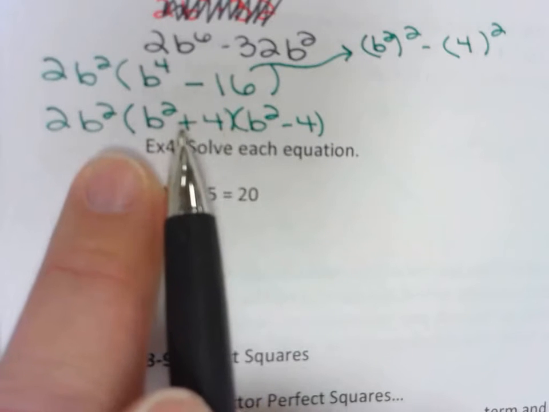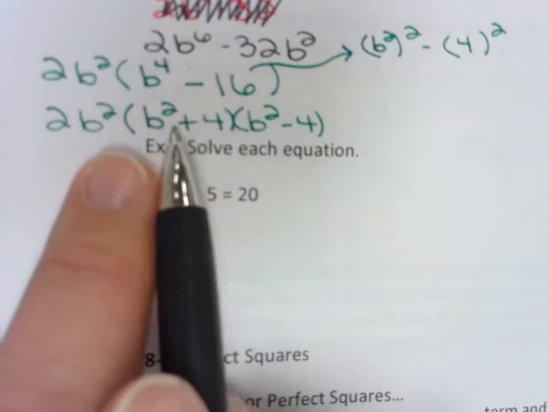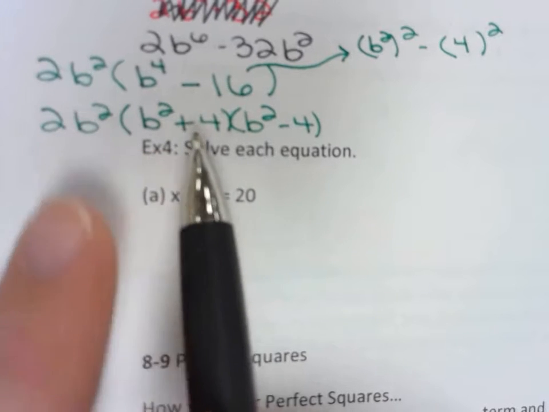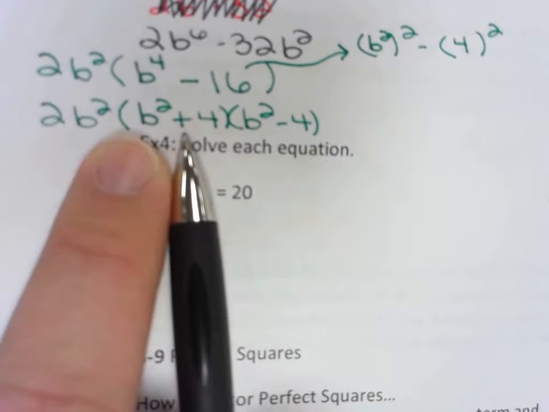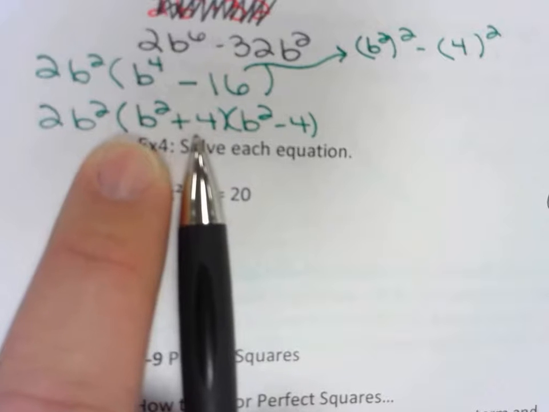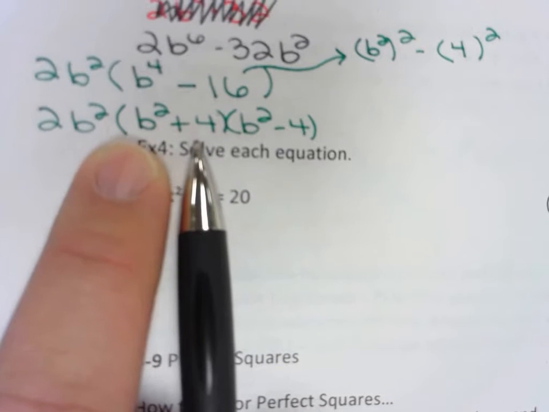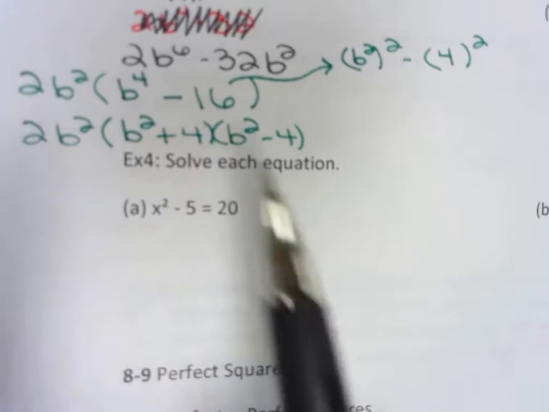No, why not? Think about it. You're overthinking this. B squared plus 4. I know b squared and 4 are perfect squares. Can I use the difference of perfect squares to factor b squared plus 4? You're overthinking this. Listen to what I'm saying. Can I use the difference of perfect square strategy to factor b squared plus 4? No, you cannot. There is a plus.